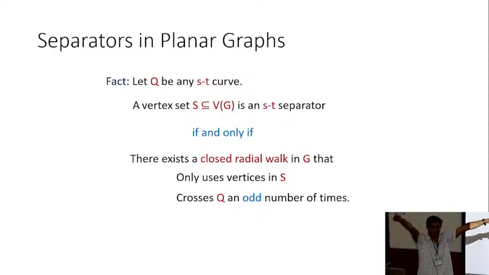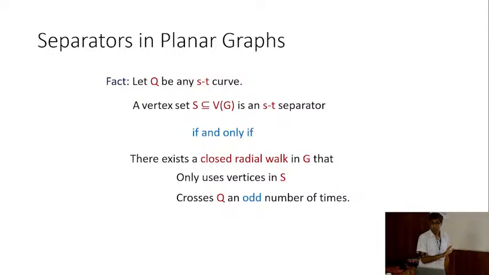So try to draw S and T into the plane and try to draw a cycle around this, or a walk around this, which only crosses this curve an even number of times. You will never be able to separate S from T. Okay, so it's nice. If you look at the proof, you need the Jordan curve theorem and all, but this is the basic fact that you can use. And this is the result which we will use to prove our results.